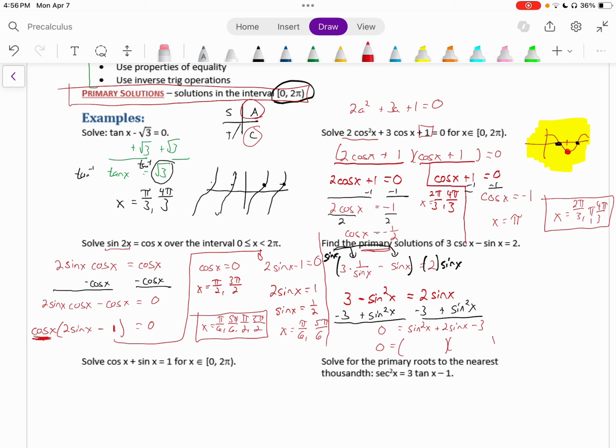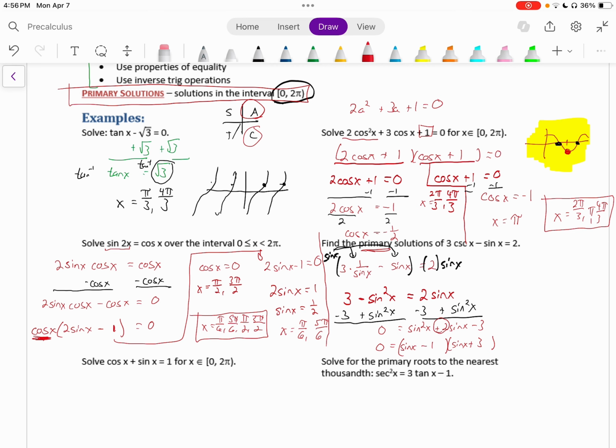So how do we get a sine squared? Well, we need a sine x times a sine x. How do we get a negative 3? We'll need a 3 and a 1, one of them being negative. Since we want a positive 2 here, we'll want the bigger one to be positive. So this is going to be a plus 3 minus 1.